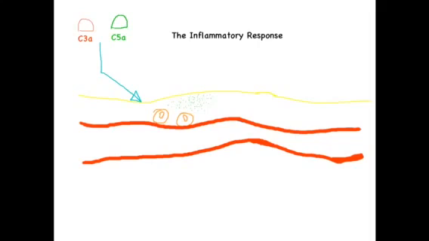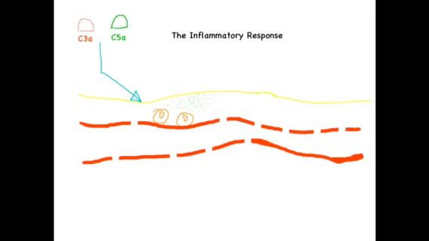Now, if you remember our two complement proteins, C3a and C5a, they travel through your interstitial fluid until they come into contact with mast cells, which are essentially transporting vehicles for immune response chemicals. Once C3a and C5a come into contact with mast cells, they bind to the surface of them and cause them to release large amounts of histamines, which cause your blood vessels to become much more permeable, like this.